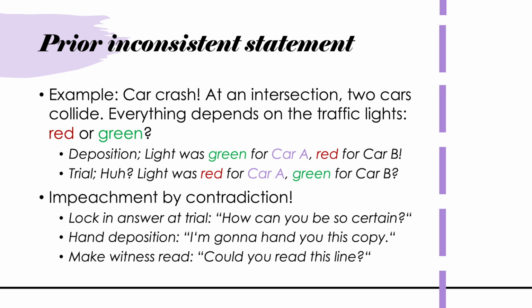And you can point out this inconsistency in court during the trial by pulling off something that is known as an impeachment by contradiction. First, you would lock in the answer they gave at the examination at the trial. How can you be so certain, for example, that the light was red for car A? So, are you sure that's the case? Do you want to reconsider that kind of stuff? Then lock in that answer.